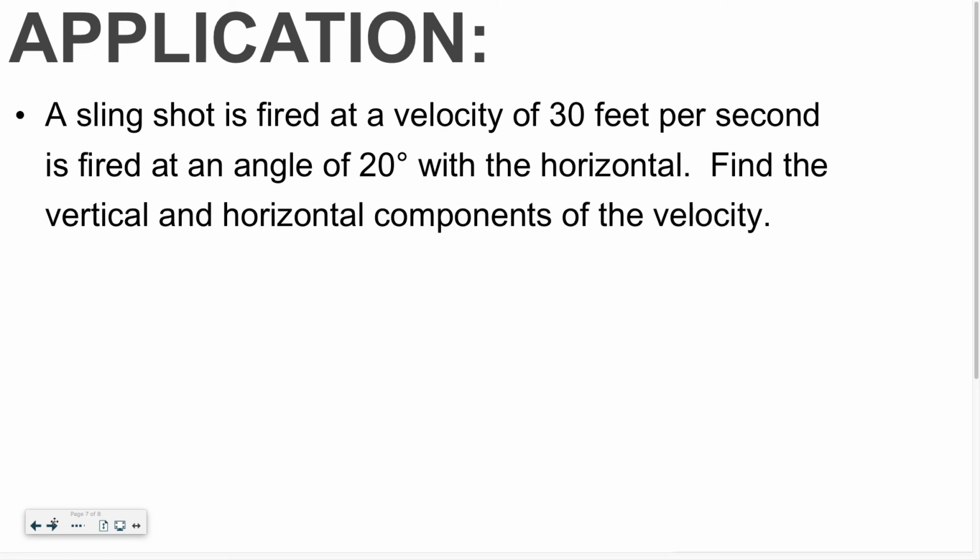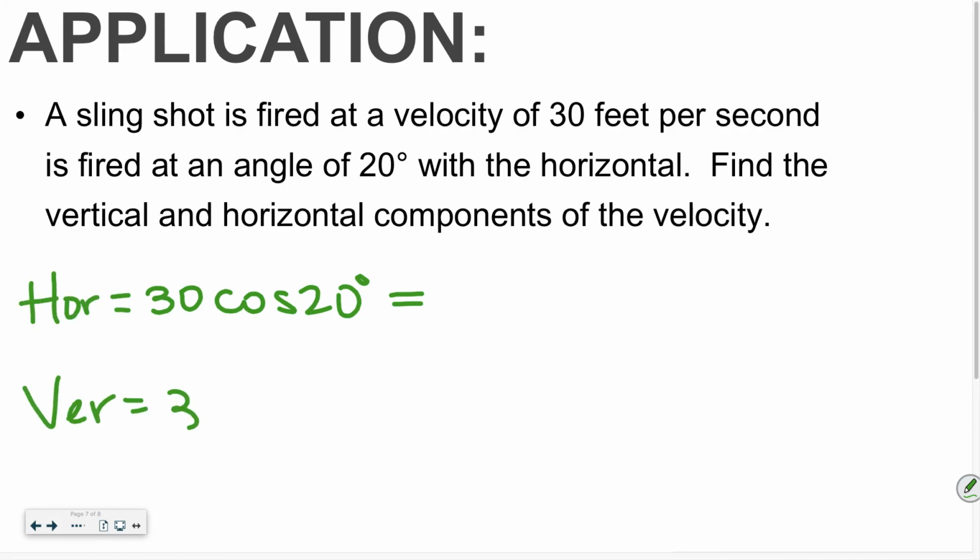True. But if we were to label something on a vector, okay, aka its magnitude. So 30 times the cosine of 20 degrees would be our horizontal component. 30 times the sine of 20 degrees would be our vertical component.